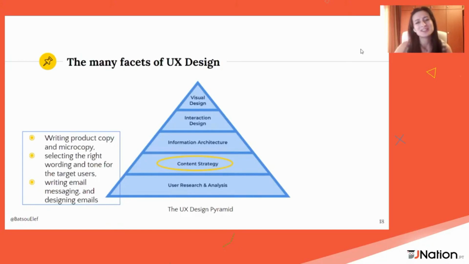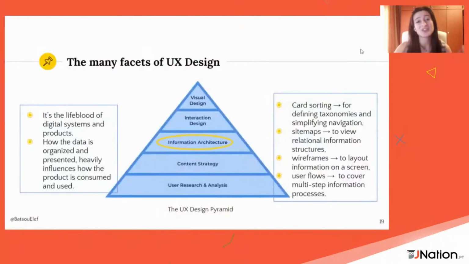And then you will continue as a designer with information architecture. This is the lifeblood. This is what connects the two steps below with the two that are coming, and how the data are organized and presented heavily influences how the product is going to be consumed and used. So information architecture is really important. In that step, you will do things such as card sorting, sitemaps, wireframes, user flows, and a lot more things.